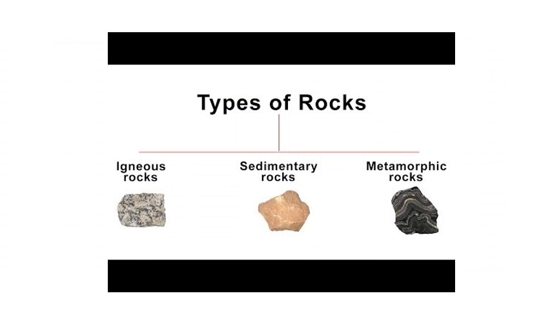So children, here you can see a flow chart on types of rocks. So rocks are found in a variety of shapes, colors, textures. So the geologists have classified rocks into three groups according to the way they were formed. So the igneous rocks, the sedimentary rocks, and the metamorphic rocks.